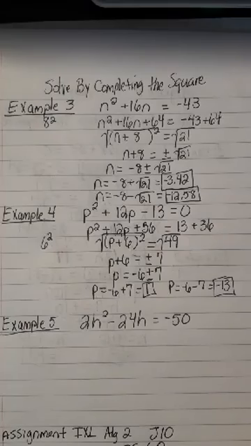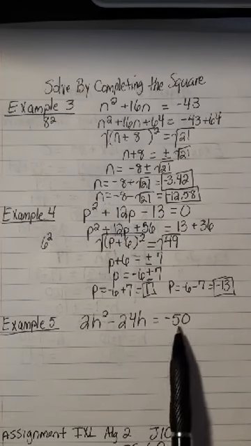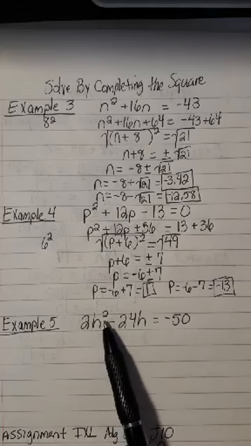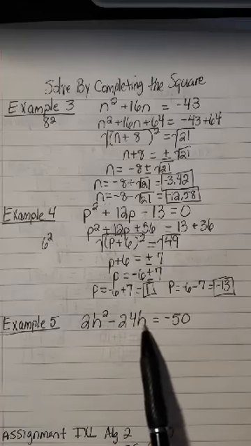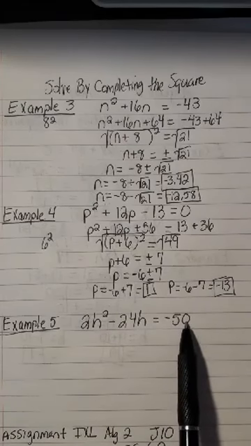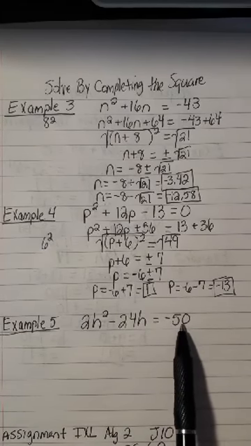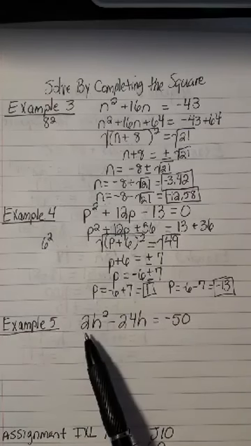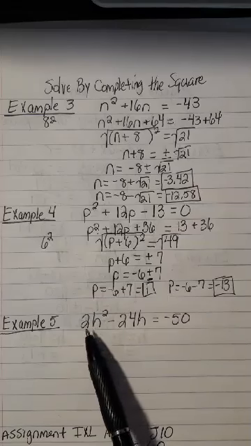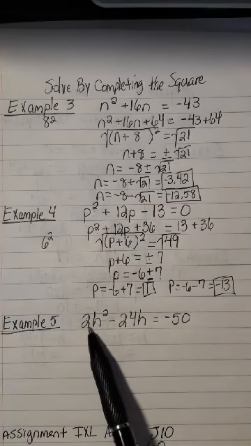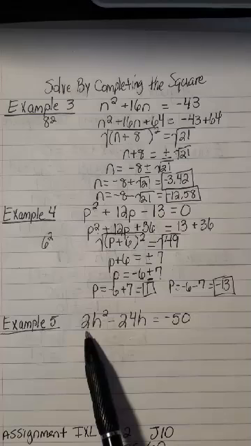And we have one more example. When you see this equation, you have 2h to the second minus 24h equals negative 50. There's something different about this problem than all of our other problems. Do you see what that is? The thing that's different is we have a coefficient, a number, in front of h squared. And you can't have a number there. The completing the square process, you don't want to have a number there.